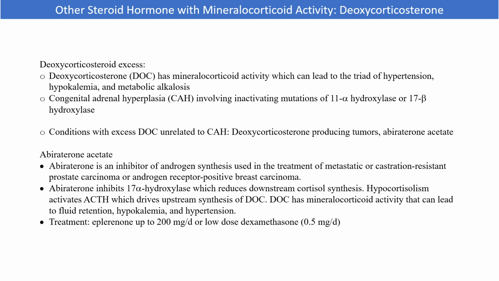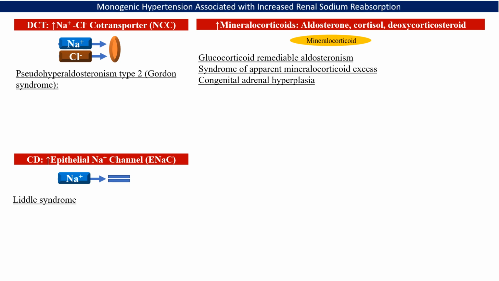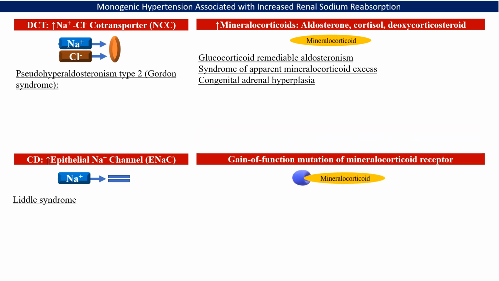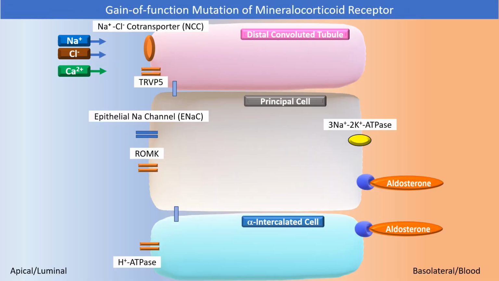Eplerenone, or low-dose dexamethasone, may be used to treat the clinical manifestations of mineralocorticoid excess associated with the use of abiraterone. Another form of monogenic hypertension that results from increased renal sodium reabsorption is due to a gain-of-function mutation of the mineralocorticoid receptor. This condition is known as Geller syndrome. Gain-of-function mutation of the mineralocorticoid receptor can also lead to increased sodium reabsorption at the collecting duct.